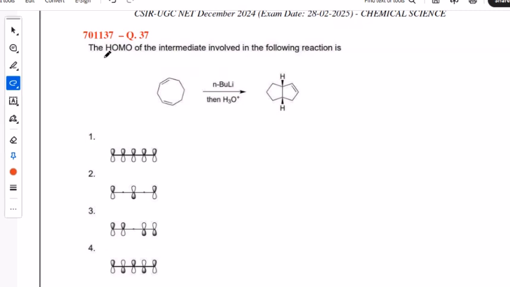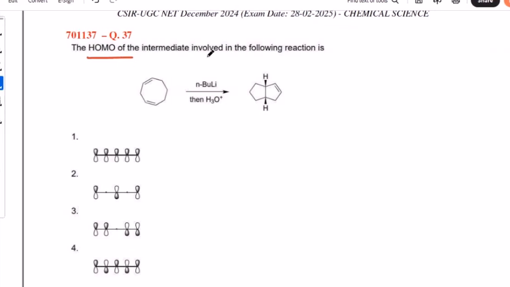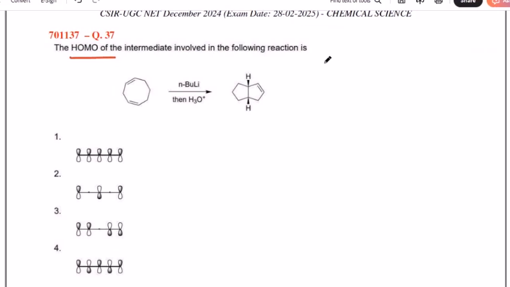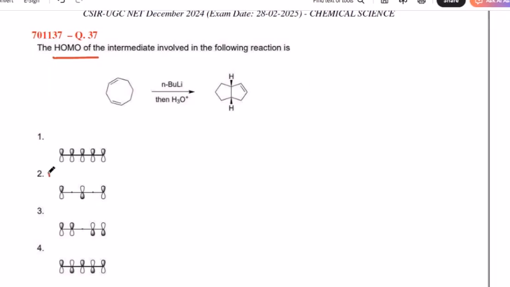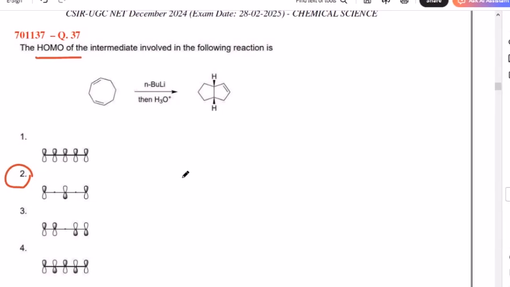Question number 37. The HOMO of the intermediate involved in the following reaction is, so what is going to happen? It is going to be 2. Option number 2 is the correct option, friends.